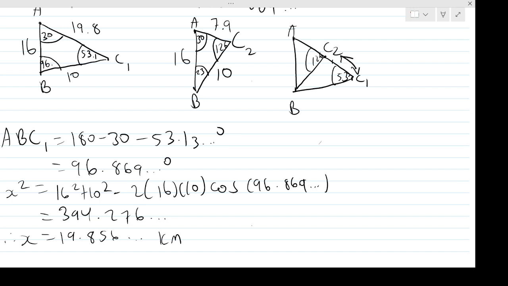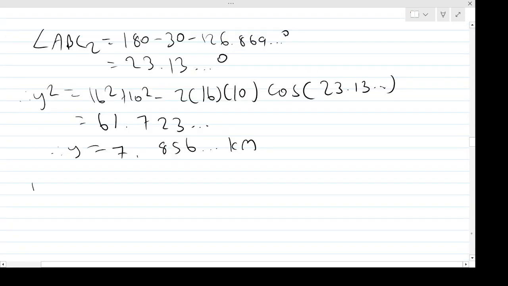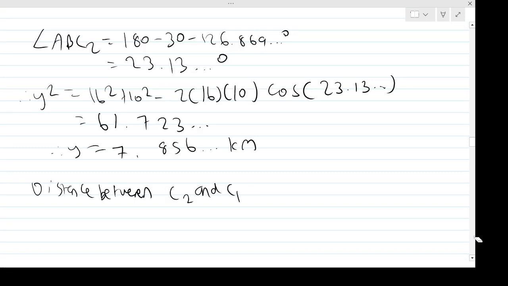So in other words, the distance between C2 and C1. Well, isn't that just the distance overall between A and C1, which is X, which is this 19.8, take away between A and C2, which is Y, which is this 7.9. So the distance between C2 and C1, which are the two possible points of the shape, would just be X take away Y, right?